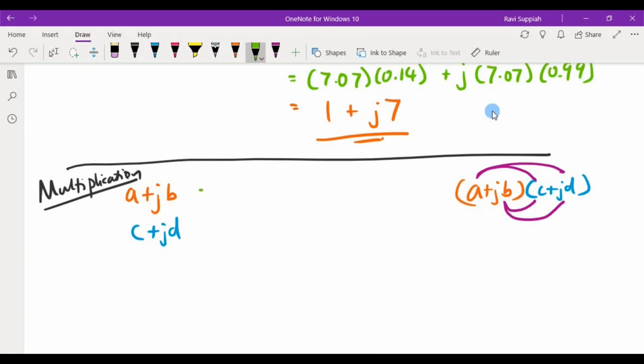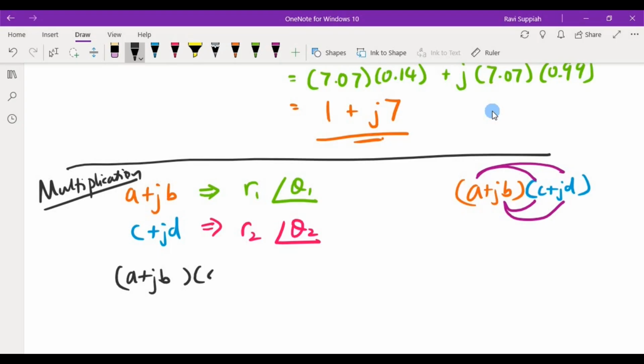So I'm going to convert both of them to their polar form. So a plus jb will be r1 angle theta 1, and this would be r2 angle theta 2. When I want to do this multiplication of these two complex numbers, the way to do it, when they are both in their polar form, is to write them out in their polar form.